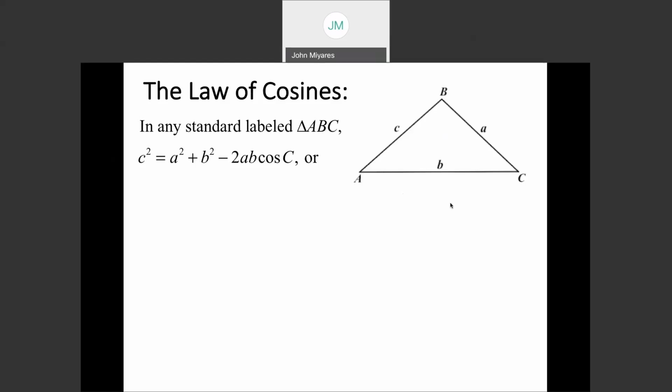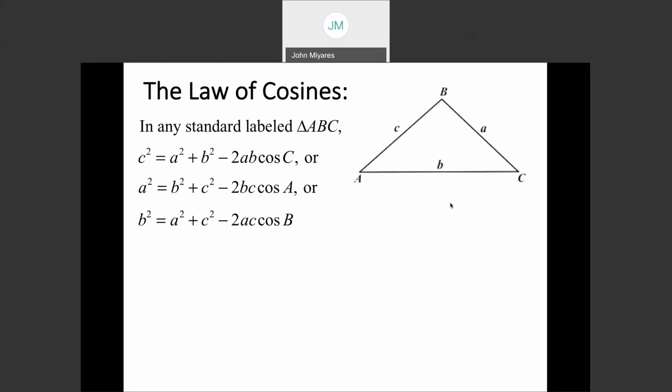Now, this looks intimidating, and it does get worse. It could also be written as a squared equals b squared plus c squared minus 2 times b times c times the cosine of angle A. Or it could be written as b squared equals a squared plus c squared minus 2 times a times c times the cosine of angle B.